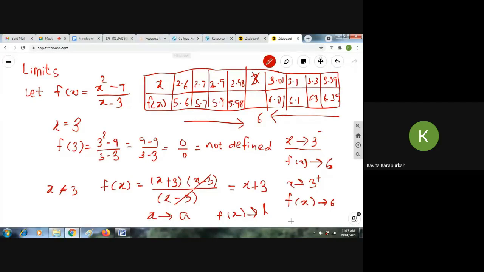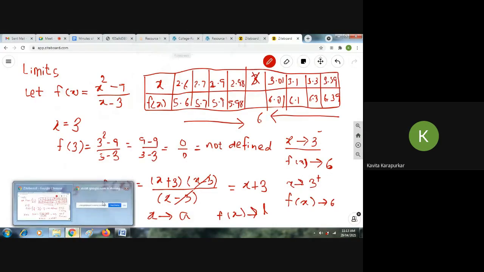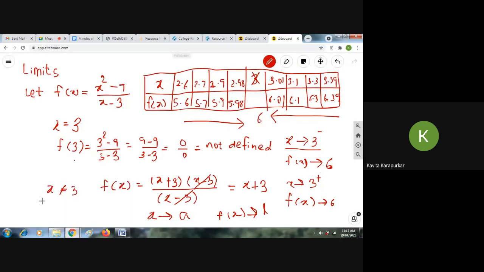But if approaching any particular point from the values less than it or greater than it, and your function also approaches a particular value from less than it and greater than it, then we say that L is the limit of the function f of x, and it is denoted as limit x tends to a of f of x is equal to L. This is how we denote it.